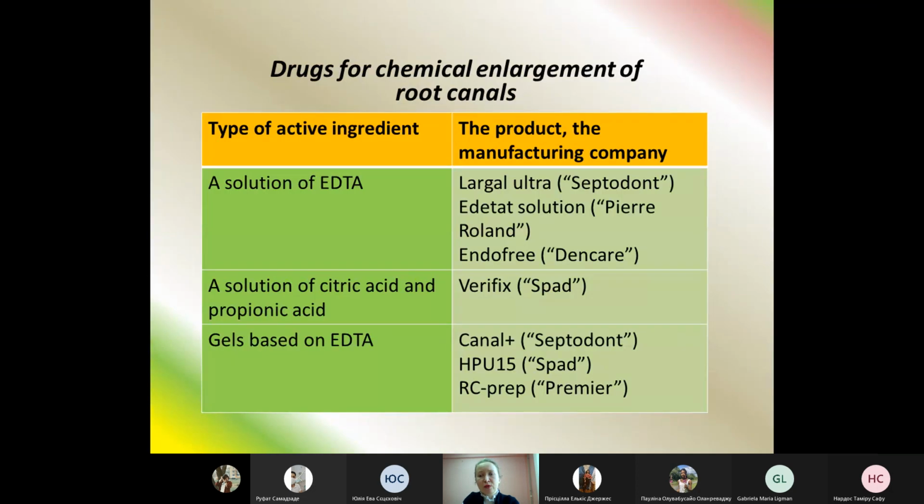Drugs for chemical enlargement of root canals are grouped in this way. Solutions of EDTA, such as Largal Ultra Septodont, and the Friedenkia, a solution of citric acid and propionic acid, for example Verifix, company SPAD. Gels that are based on ethylenediamine tetraacetic acid are Canal Plus Septodont and RC Prep Premier.